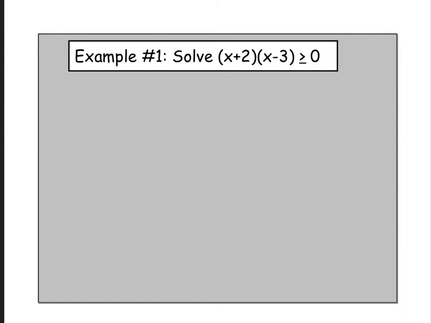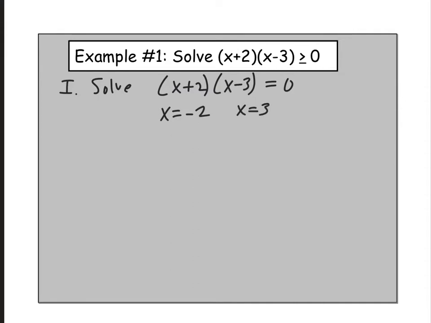All right, so example 1 here is a quadratic that was already factored for us, which was nice. What we want to do first, of course, is solve it and find these critical values. So we're going to solve as if it were an equation: x plus 2 times x minus 3 equals 0. Since it's already factored, that makes it nice. Our critical values are just going to be x equals negative 2 and x equals 3.